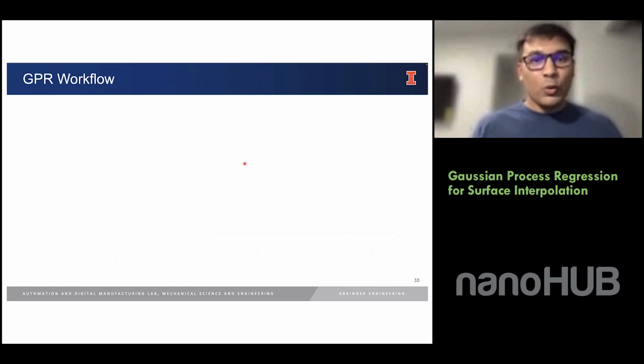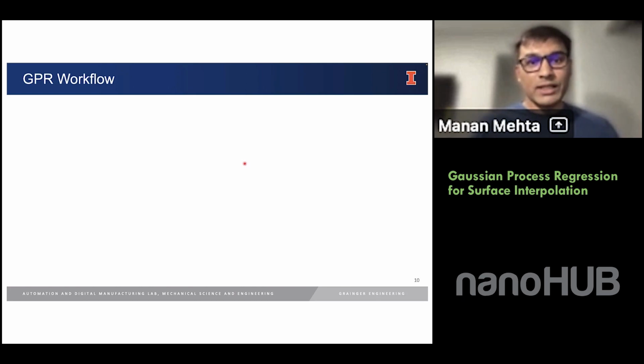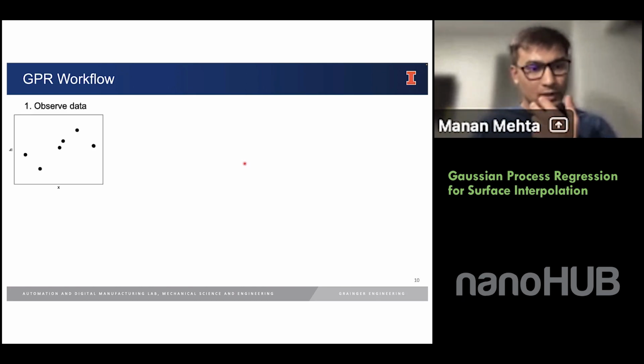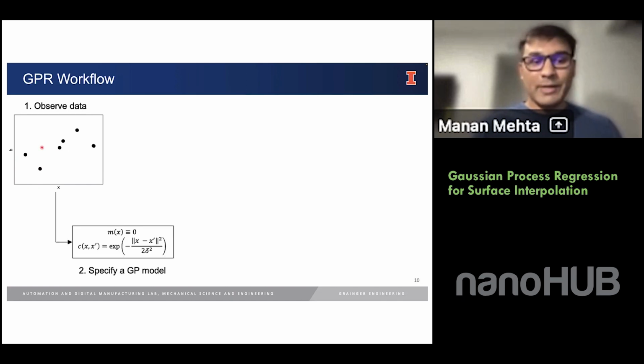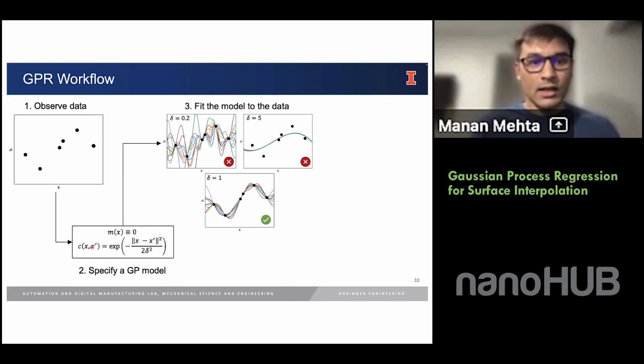Finally, let's look at how we can put everything together in order to generate this end-to-end workflow using GPR. So step one, obviously, is you observe some data that you want to model. In this case, you observe, say, 6 points for which you have the coordinates and the heights available. In step 2, you specify a GP model. And by that, what we mean is you specify the mean function M and the covariance function C that you want to use for the GP. So for example, I can say I want to use a zero mean GP with squared exponential covariance.